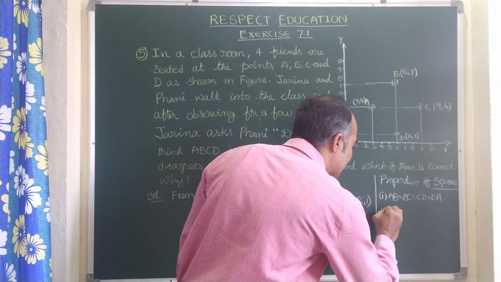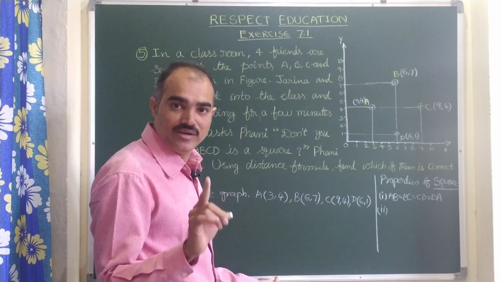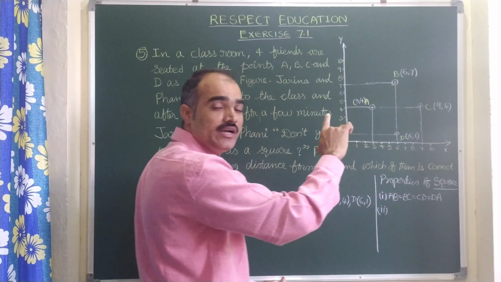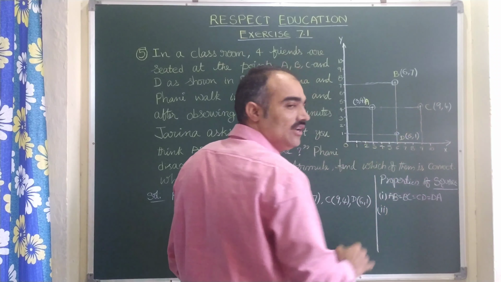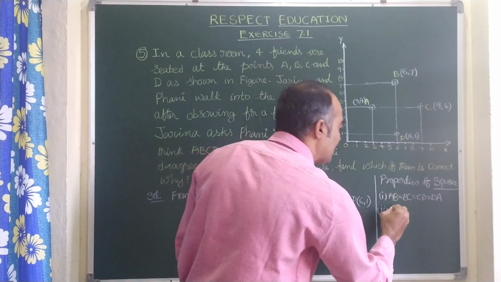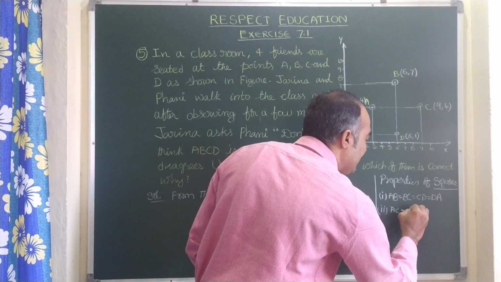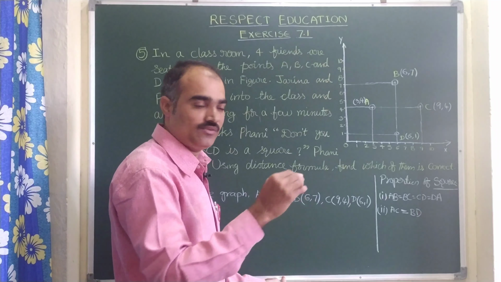And the second thing is that the diagonals of a square are equal. Diagonals are the lines joining opposite points. Here AC is a diagonal and BD is another diagonal. So AC should be equal to BD. Diagonals are to be equal.